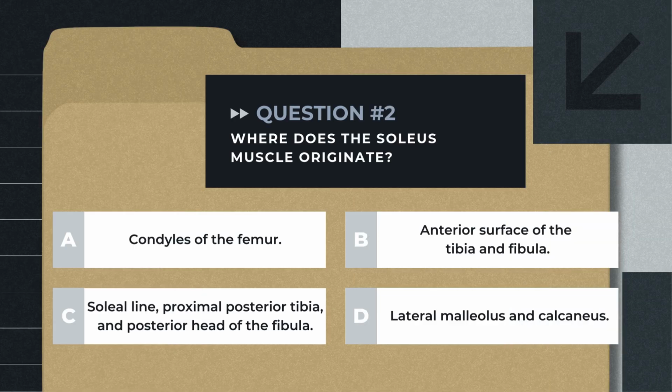Where does the soleus muscle originate? A. Condyles of the femur. B. Anterior surface of the tibia and fibula. C. Soleal line, proximal posterior tibia, and posterior head of the fibula. D. Lateral malleolus and calcaneus.